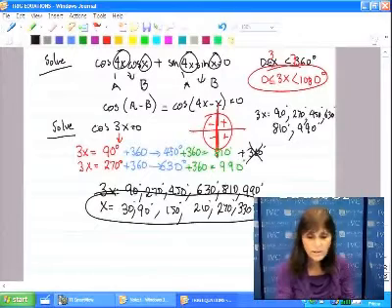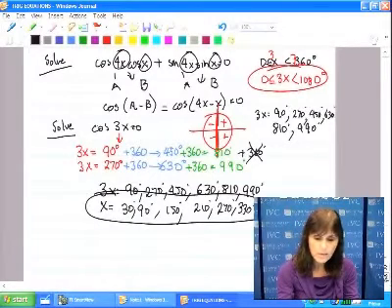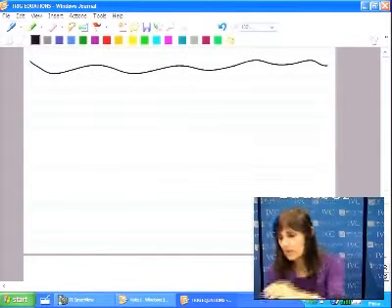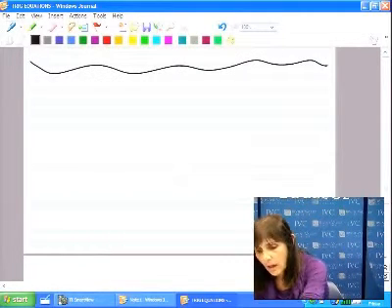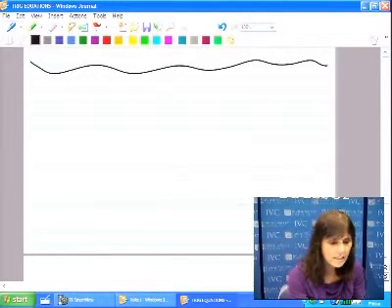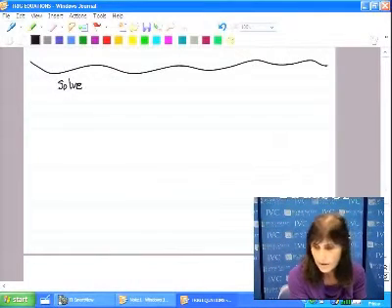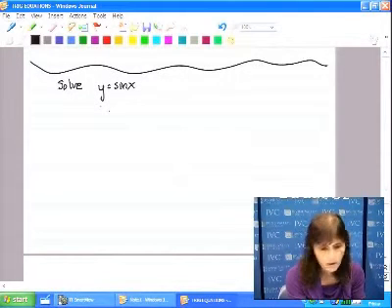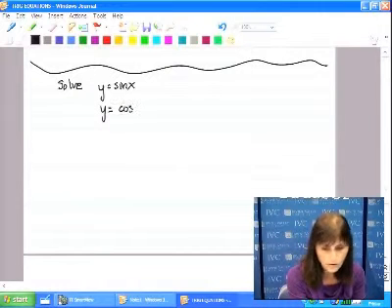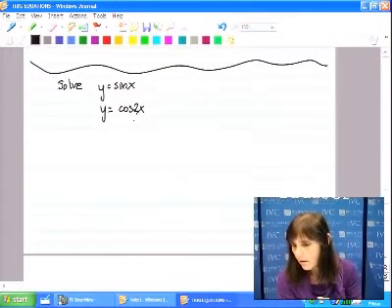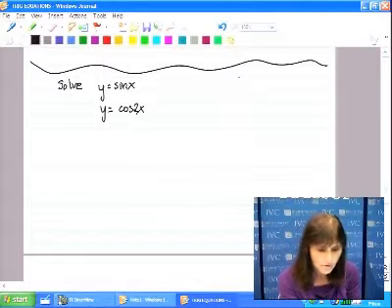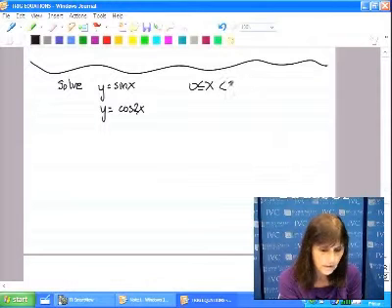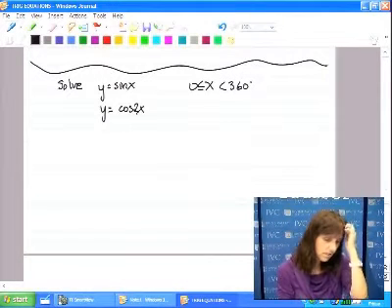Alright. Now, another type of problem in solving equations may be systems. Let's do a system problem. I'll give you something. It says solve the system y equals sine x, y equals cosine 2x, and I want this to be 0 to 360, and this is in degrees.